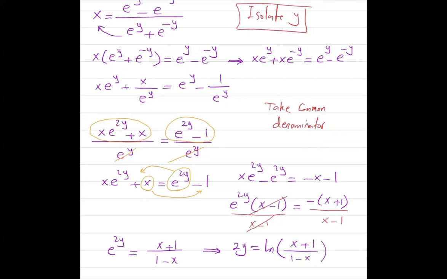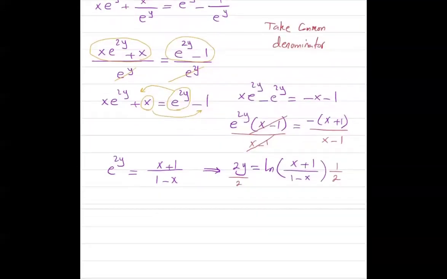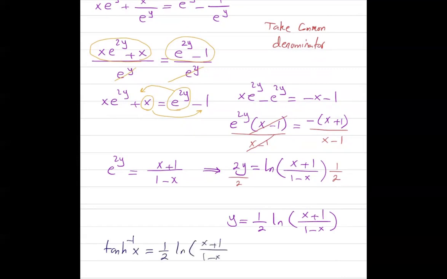You can divide by 2 to simplify this further. And you get the formula that y is equal to a half ln of x plus 1 divided by 1 minus x. So we just showed that the inverse hyperbolic tangent of x can be written as a half ln of x plus 1 over 1 minus x.